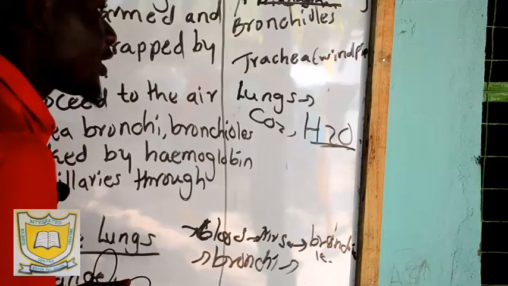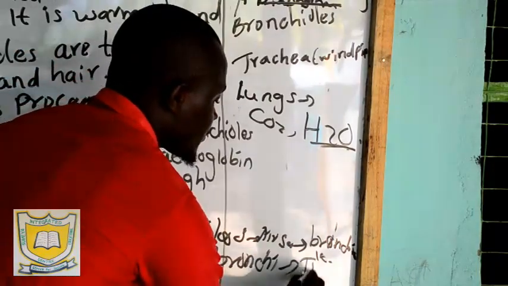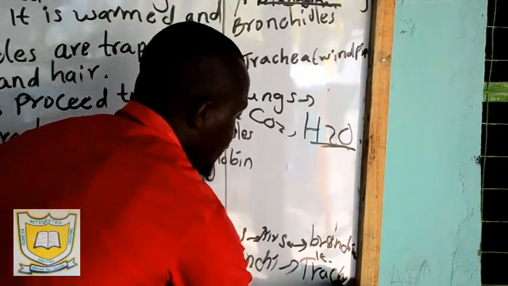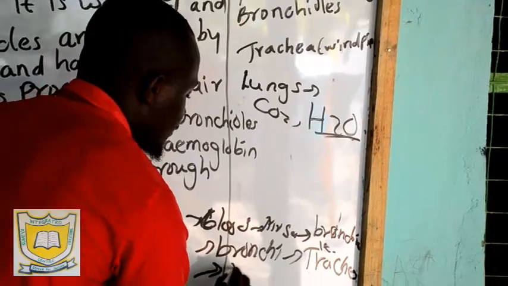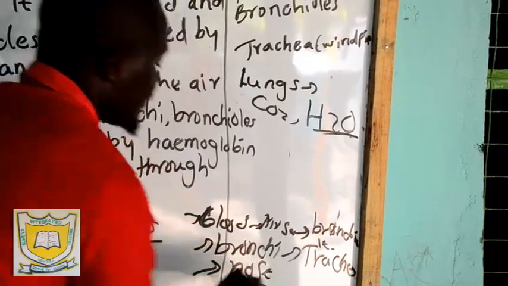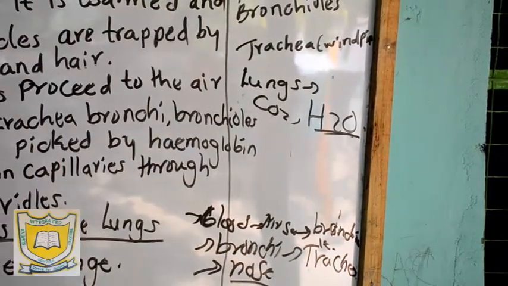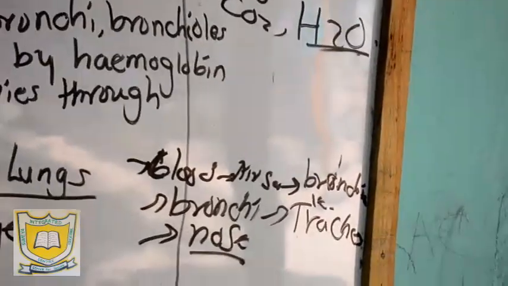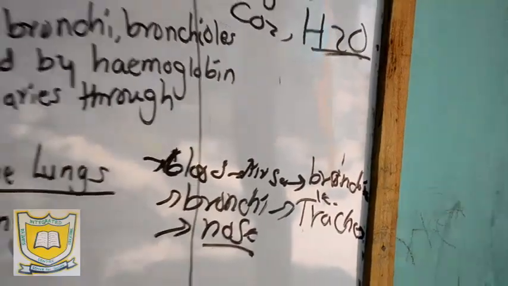Then from the bronchi, this carbon dioxide moves to the trachea. Then lastly, it gets out through the nose. That is the procedure on how carbon dioxide is brought out of the body.